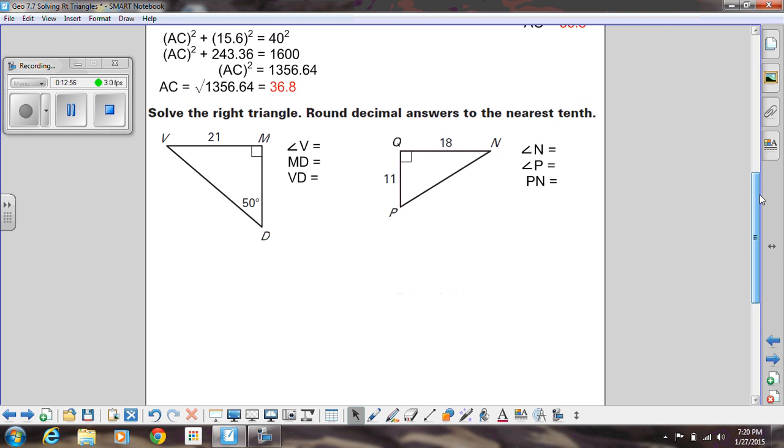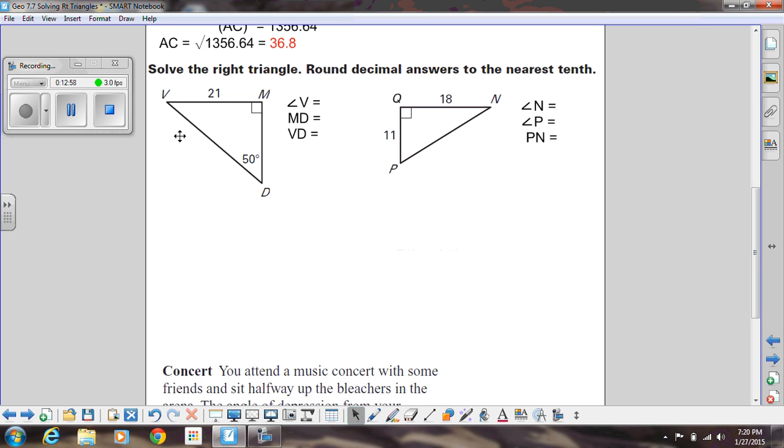Let's do a few more like that. We're solving right triangles. So in this triangle, the missing pieces are angle V, side MD, and the hypotenuse VD. So the easiest one to do is probably angle V, because I just have to subtract 50 from my 90-degree angle. So angle V plus angle D is equal to 90. So I'm just going to fill in my 50 degrees for D and subtract that to get 40. So angle V is simply 40 degrees.